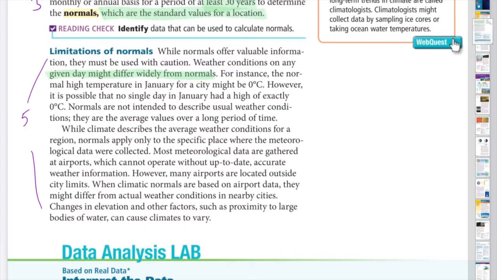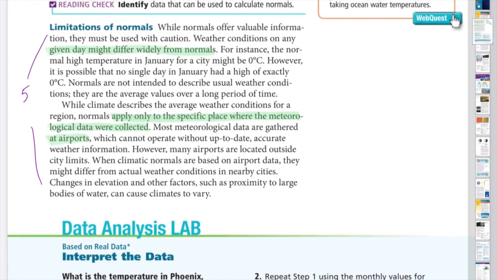While climate describes the average weather conditions for a region, normals apply only to the specific place where the meteorological data were collected. Most meteorological data are gathered at airports, which cannot operate without up-to-date, accurate weather information. However, many airports are located outside city limits. While climatic normals are based on airport data, they might differ from actual weather conditions in nearby cities. Changes in elevation and other factors, such as proximity to large bodies of water, can cause climates to vary.